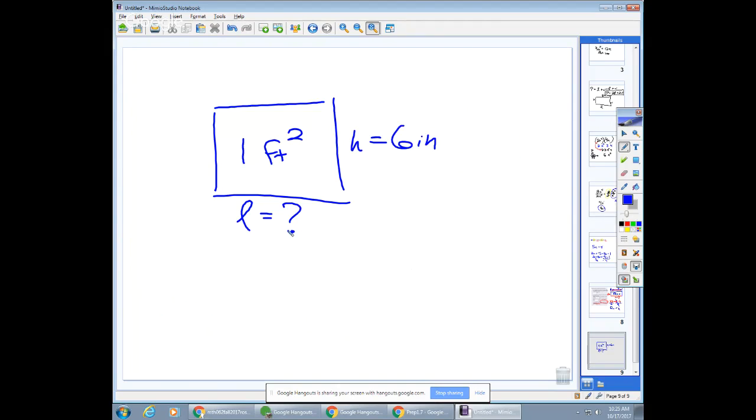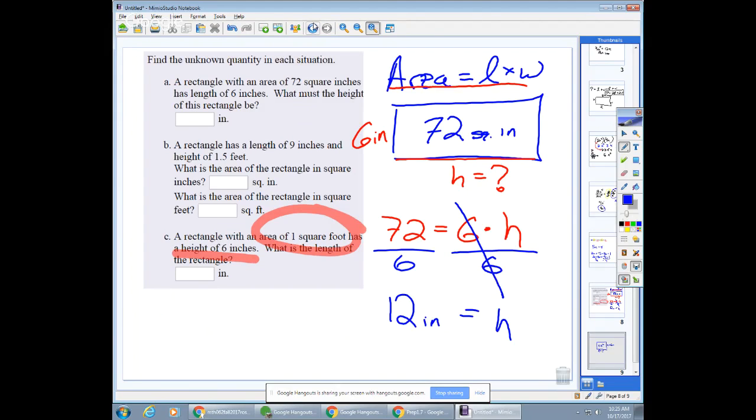I have a problem I have to deal with before I can continue. What's the problem? Yeah, the units don't match. I either got to change inches to feet or feet to inches. What do they want the answer in? They want the answer in inches, so it looks like I'm changing feet to inches. How many inches are in a foot? 12. So there are 12 inches in 1 foot.